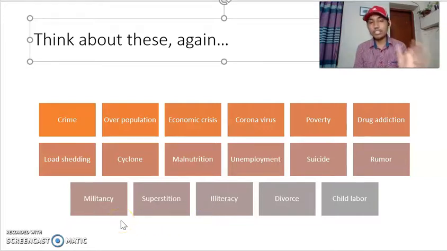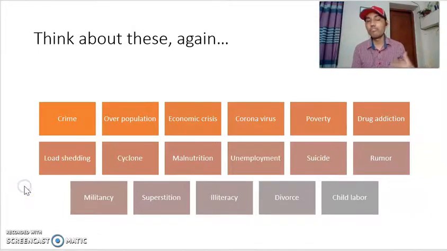Militancy once was a very vital social problem in Bangladesh, and lots of youth were involved, but nowadays, because of huge action by police and huge awareness inside the society, Bangladesh is almost overcoming that social problem. Superstition, mother of all social problems.